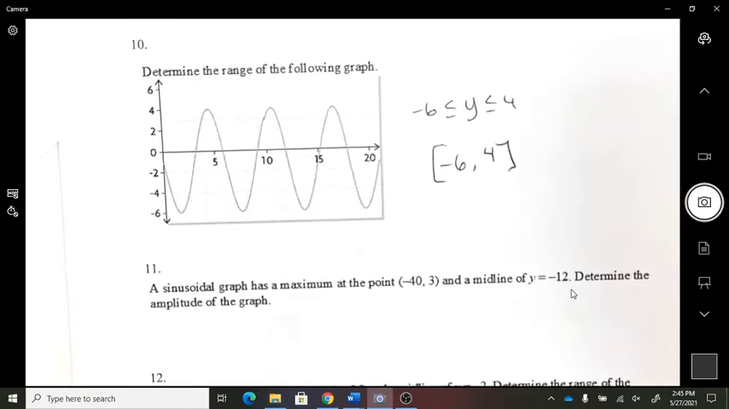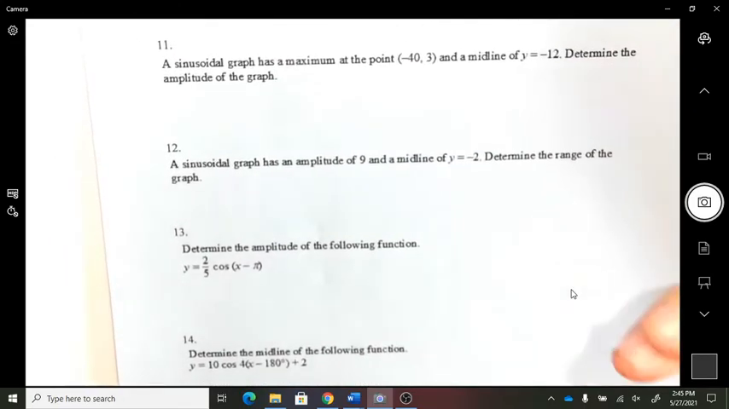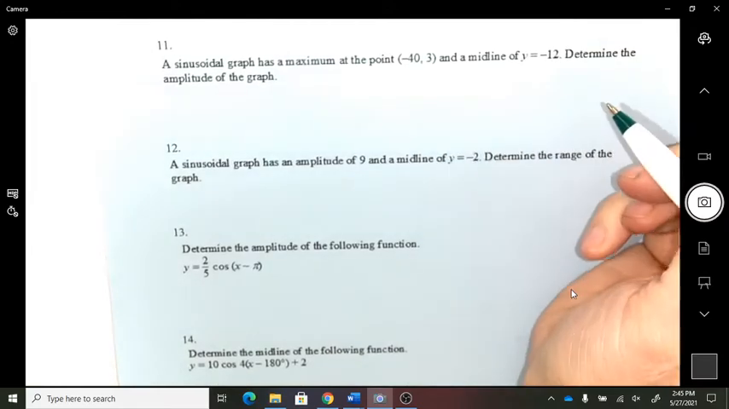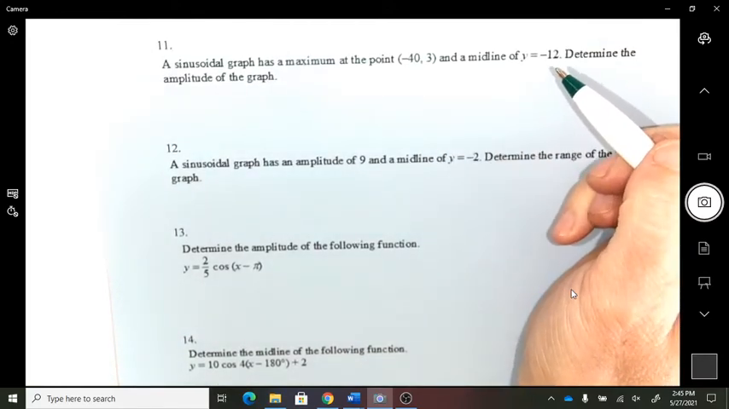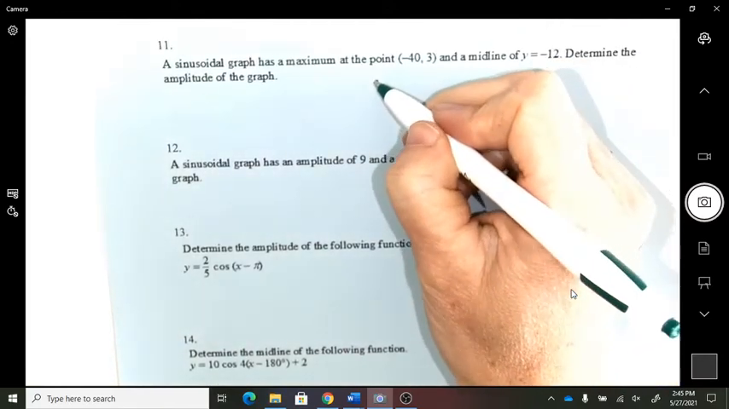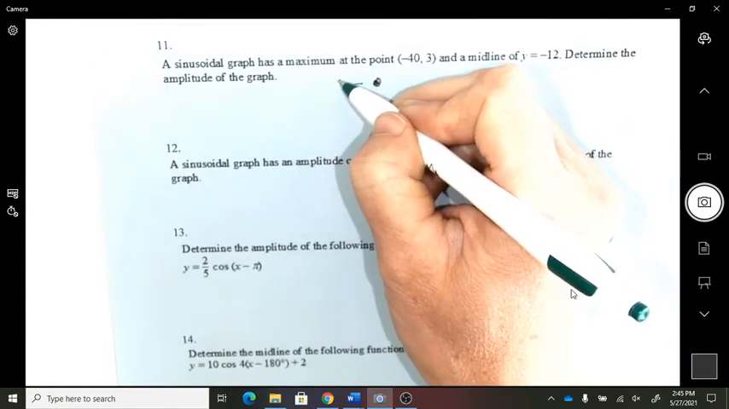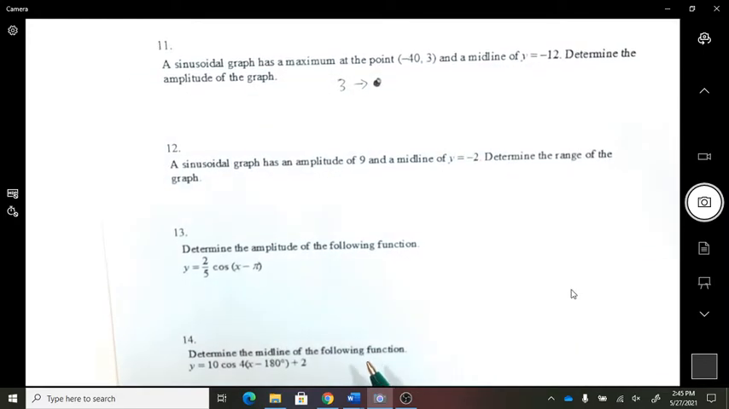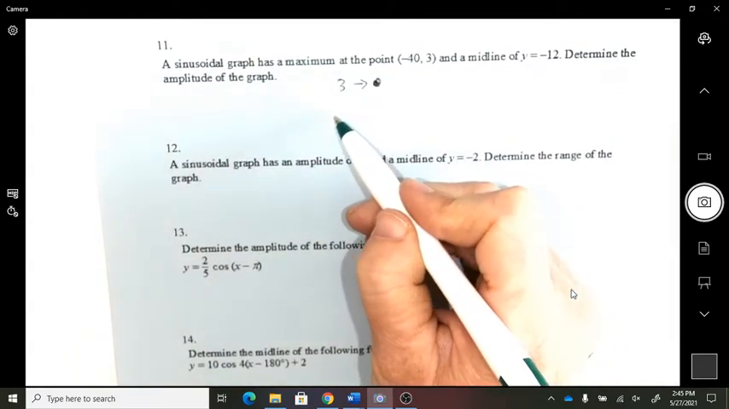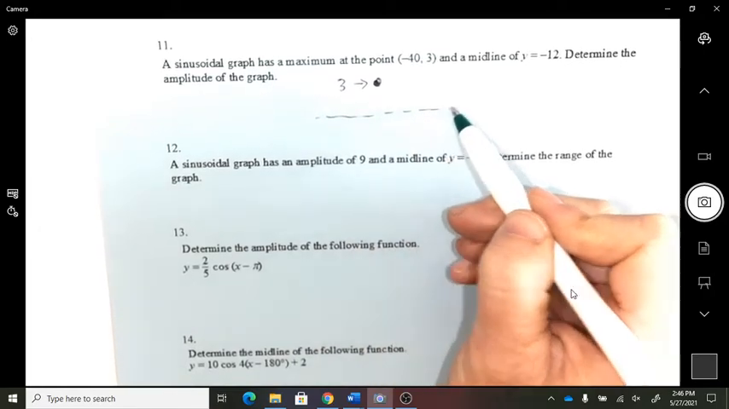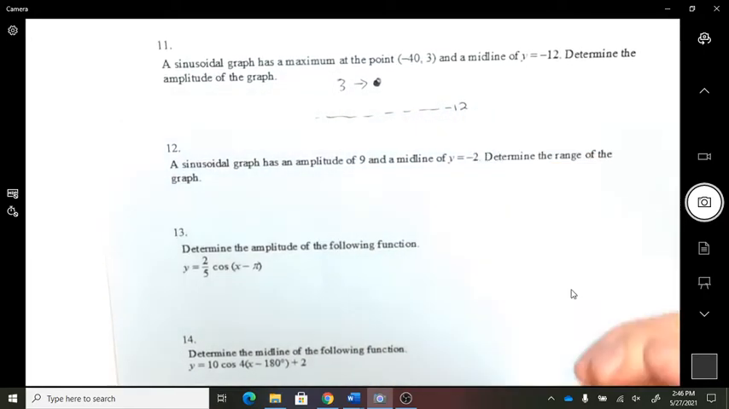Okay, a sinusoidal graph has a maximum at -40, 3, that's the highest. It's at a height of 3. And then it has a midline at -12. So what's the amplitude? If you know the highest and the midline, what are you going to do?